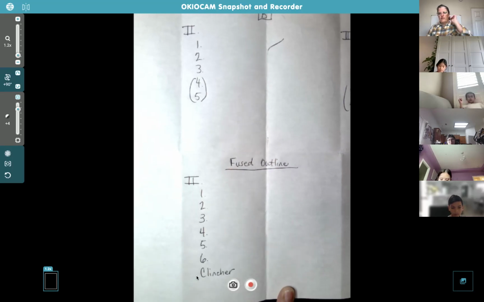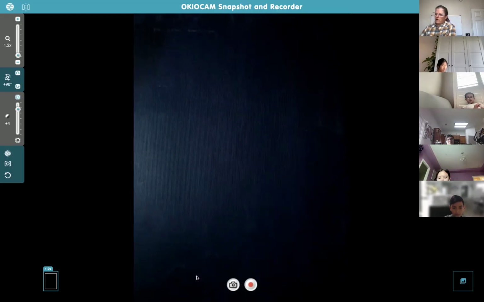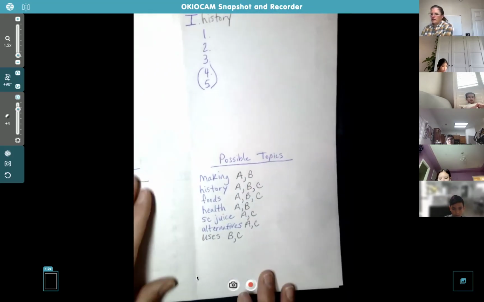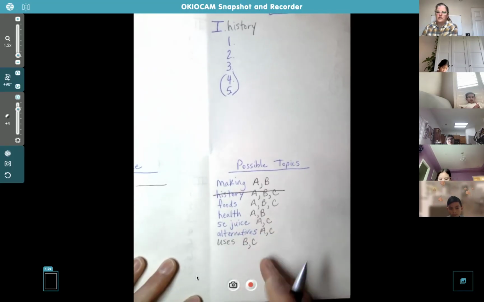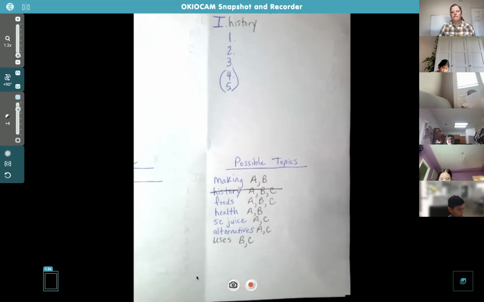All right, thumbs up if everybody's got A, B, C, and fused all set to go. Give me a thumbs up. Good, I see that. Now flip it back over and let's look at our possible topics. Now we already wrote about the history, so we can just cross that one out. Just draw a line through it. We did the history.